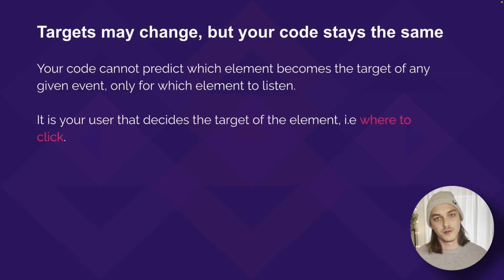One last important point to make is that your code cannot predict which element becomes the target of any given event, only for which element to listen. Why is that? Well, it's up to your user to decide, in this case, where he or she clicks. And that's it for the first part of this small video series on event propagation. In the next one, we will start looking at how you can leverage this powerful concept in your day-to-day work as a developer.